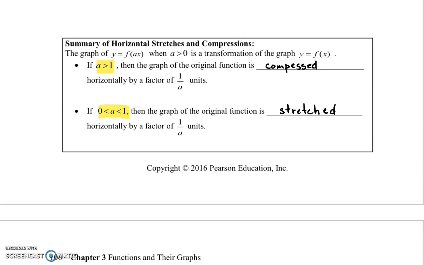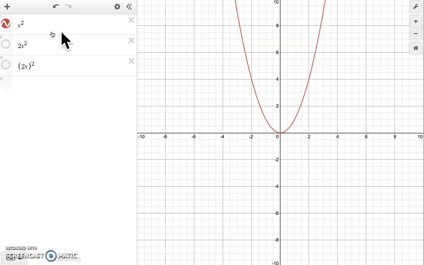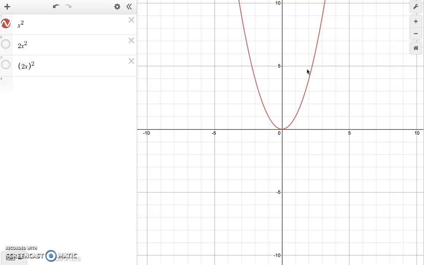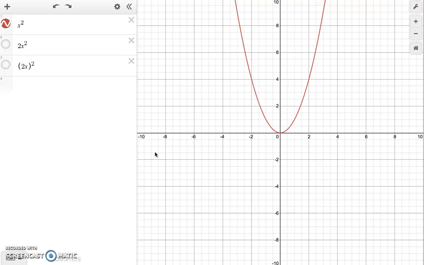So let's go look at Desmos for a minute. How can we tell the difference between a vertical and a horizontal shift if all we have is the graph? So right now, all that's on this graph is plain old x squared. So as you can see, right here is the point -1, 1. Over here is the point 1, 1.